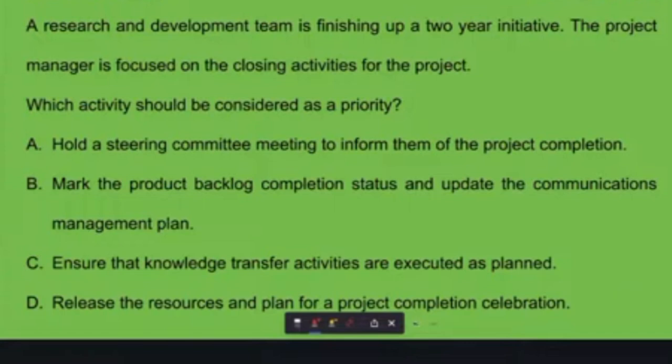So the third one is C, ensure that knowledge transfer activities are executed as planned. Before releasing the resources, I think this is the priority, that we transfer the knowledge as it was executed. It means the lessons learned. You transfer the lessons learned in the OPA repository. So C is the right option before releasing the resources. If it wasn't available, then D was the right option, I believe. Good.